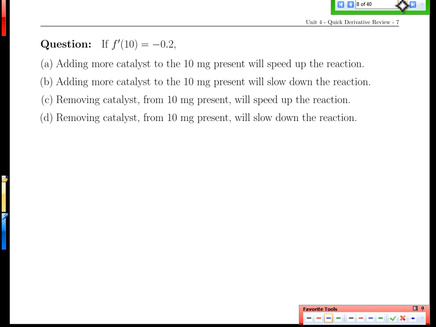All right. Here's another question. If the derivative, keeping that in mind, the units can be a real guide here. The units of f prime for a catalyst level of 10 milligrams is equal to negative 0.2. Which of the following statements would be true? I'd say pause the video, read those over, and then we'll look at it.